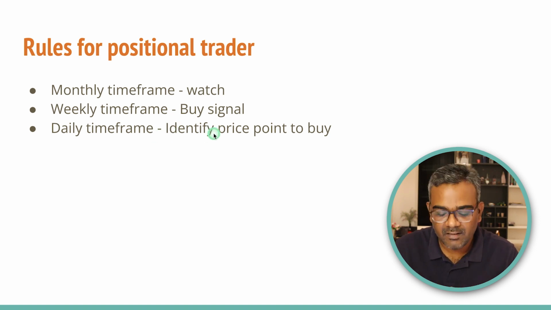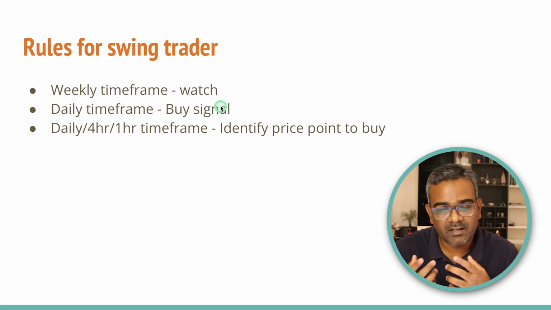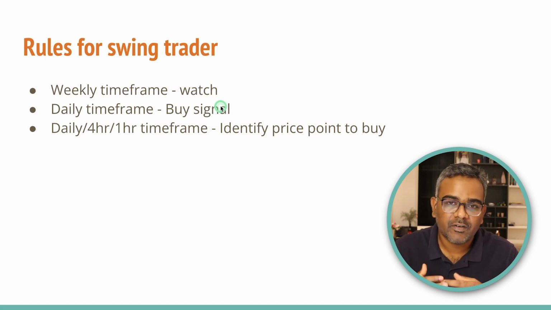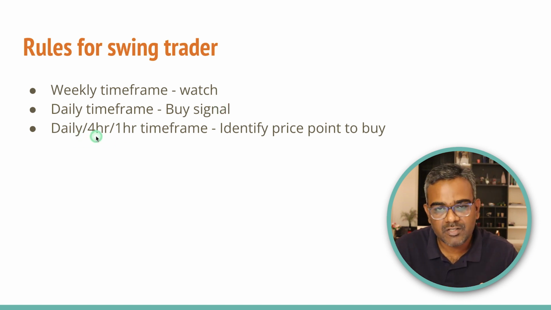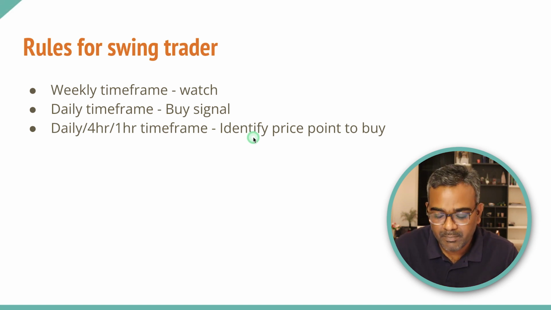If you're a swing trader, then what you need to do is identify a stock on the weekly time frame. For example, the stock could be breaking out on the weekly time frame, or reversing from a weekly level. Then you try to get a signal on the daily time frame, for example CCI crossing 100 or CCI reversing from 100, and you try to find a buy point at that point. And then on the daily charts, the 4-hour charts or the 1-hour charts, you try to identify the price point at which you want to buy the stock. Now, these are some of the rules that I follow personally, and that's how I take my trades.